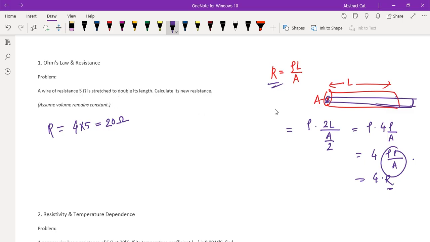Okay, that's very important. When we stretch the wire, the material is the same, that's why rho stays the same. The length is double, so if we maintain the volume, the cross-section area becomes half. That's the very important key point here.